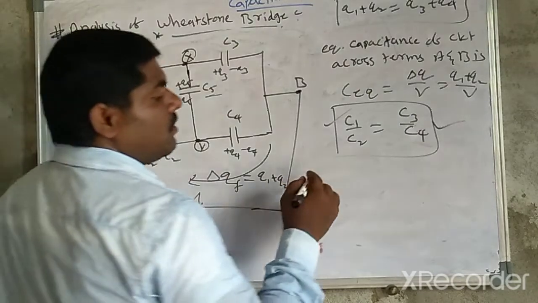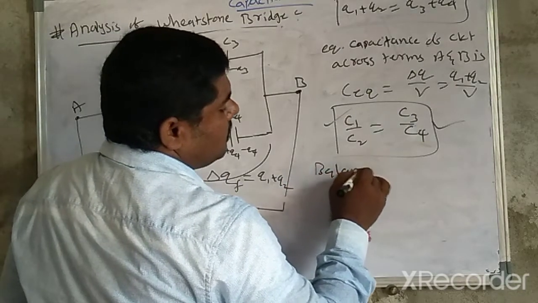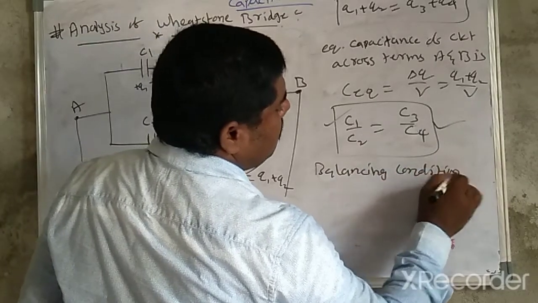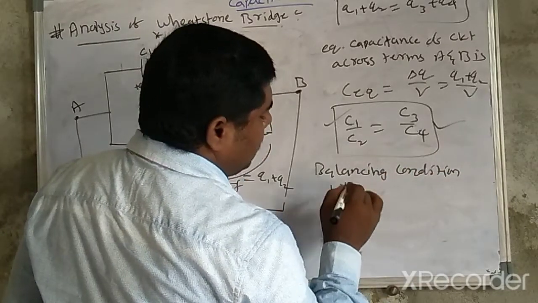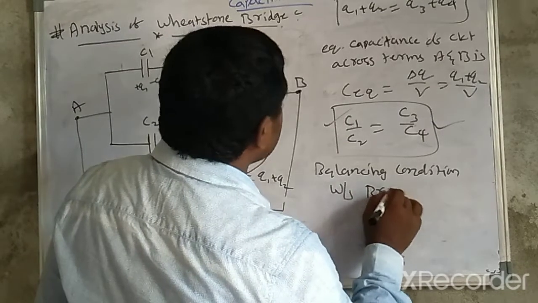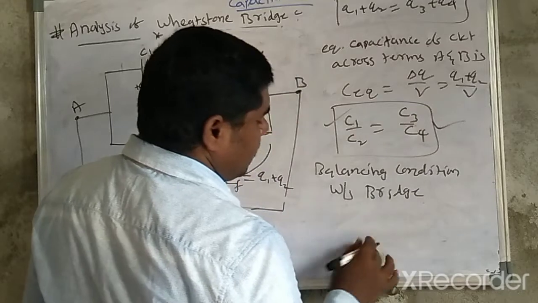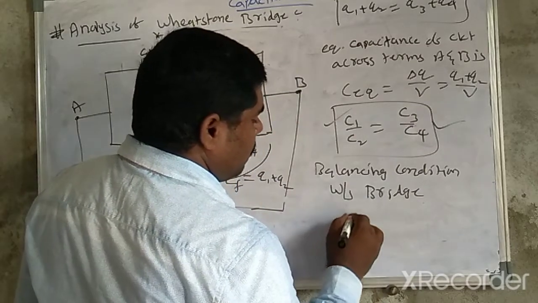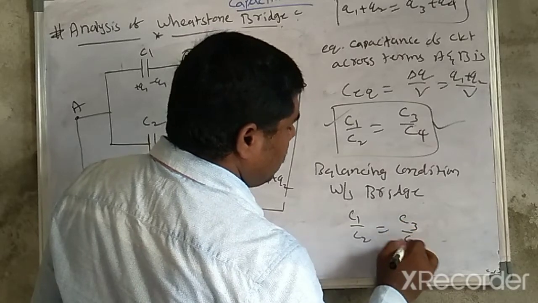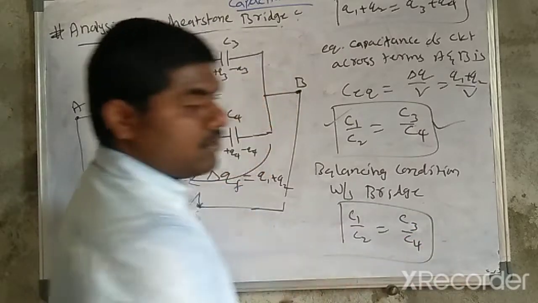The balancing condition of the Wheatstone bridge is C1 by C2 is equal to C3 by C4. You may remember this one.